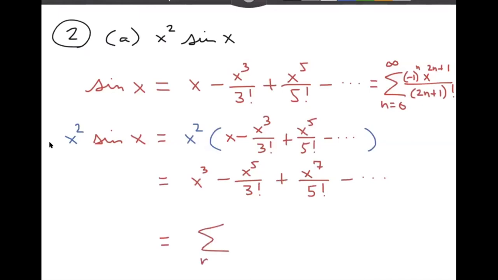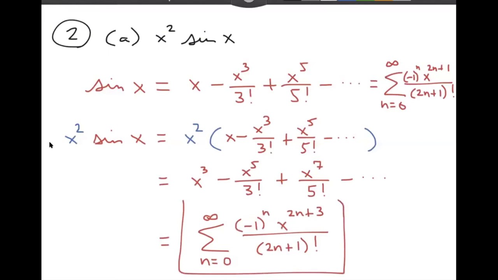So the closed form is going to look a lot like the closed form for sine x, except I'm going to bump up the exponent on the x by 2. So it's still going to be negative 1 to the n, but now instead of x to the 2n plus 1, it's going to be x to the 2n plus 3. And downstairs, I will still have 2n plus 1 factorial. That's all there is to it.